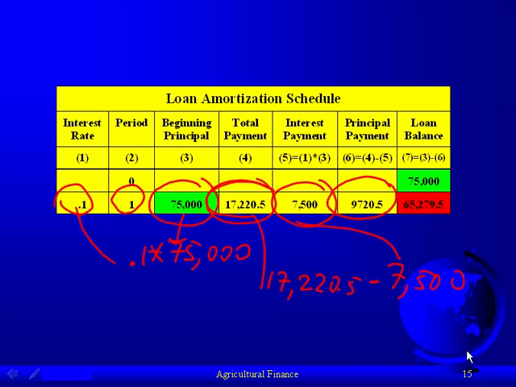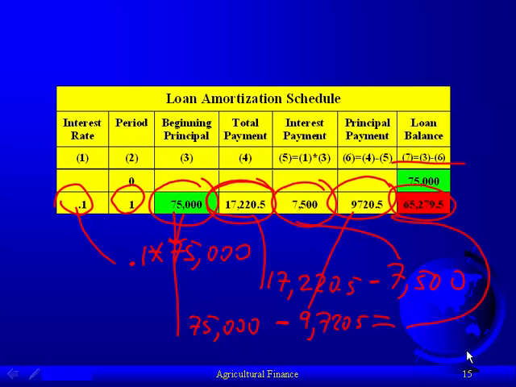And then we go to column 7, which is the loan balance, and we take the beginning principal balance of $75,000, and then we take column 6, the amount we're going to pay off that principal, which is $9,720.50. And what does that equal? That difference is $65,279.50. So how much do we owe at the end of the year? What is our outstanding debt amount at the end of the first year?